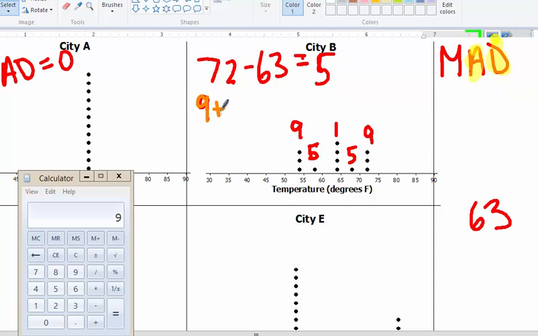I have a 9 plus 9 plus 9. So 1, 2, 3 plus a 5. There's that 1 plus there's 1, 2, 3, 4. 1, 2, 3, 4. Then a 5 and a 1, 2, 3. So there's 3 9s.